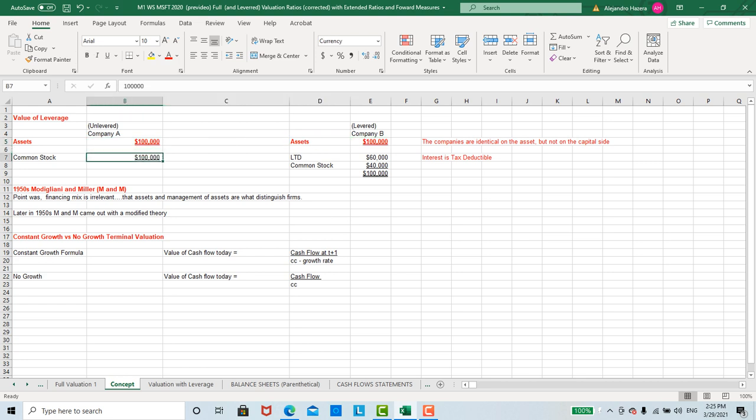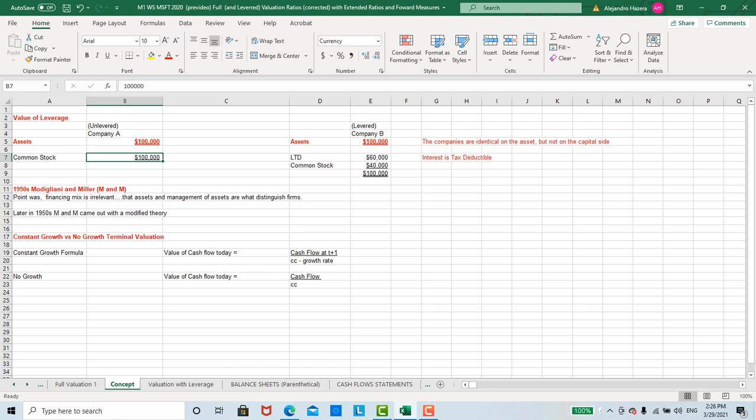The only difference is company A is financed all through common stock, and company B is financed 60% long-term debt and 40% common stock. Now, what Modigliani and Miller said was that both companies should have the same value, period. If the assets are the same and the management is the same, then they should have the same value. It doesn't matter. This is their initial version. It doesn't matter whether they're financed all stock, all debt, or a mixture of stock and debt.